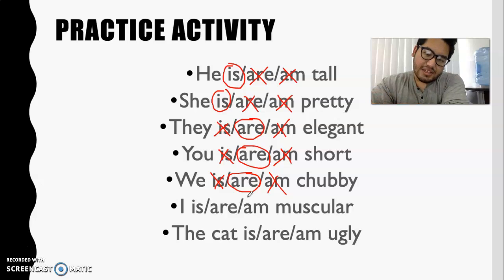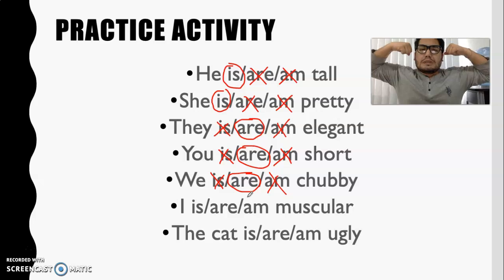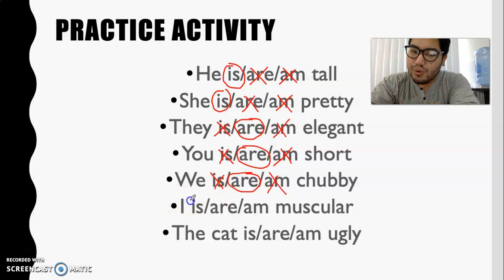Let's see the next one. I is muscular, I are muscular, or I am muscular? I is muscular? No. I are muscular? No. I am muscular? Yes. Let's do the last one, guys.